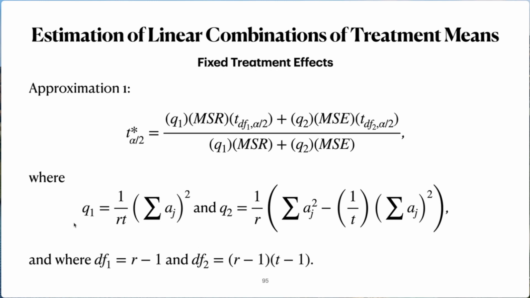And so once we have calculated q1 and q2, and looked up these two t-values, we calculate this value and we get an approximation to the true interval coefficient, which again is unknown.